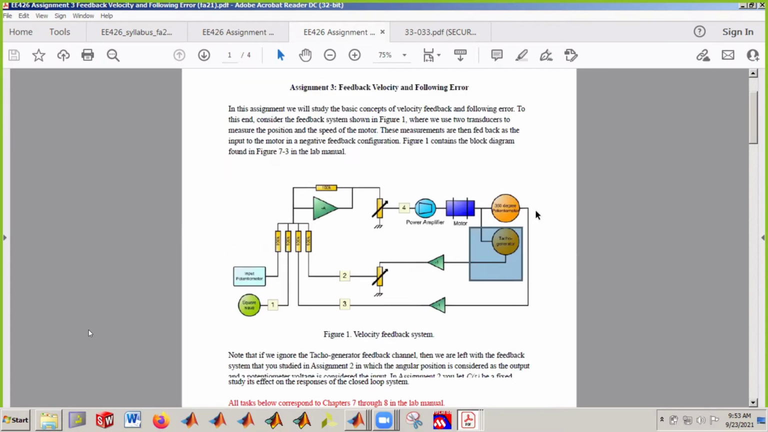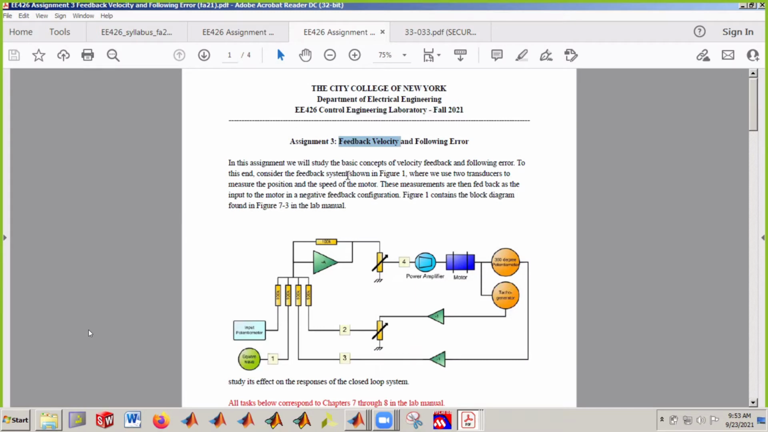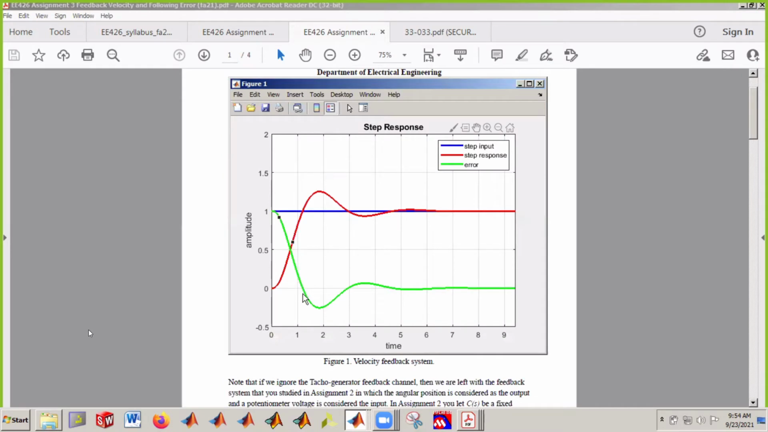So this is the idea, or the story behind velocity feedback. We're going to see how this helps us, if at all, in reducing overshoots or anything else. And this is the following error, a term we just introduced. We know what the error is, right? But we don't yet know what the following error is, or what we mean by this. This will come in assignment tasks 2 and 3. So let us go into my code and try to study the effects of velocity feedback.